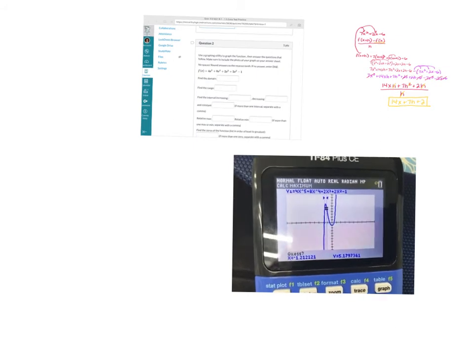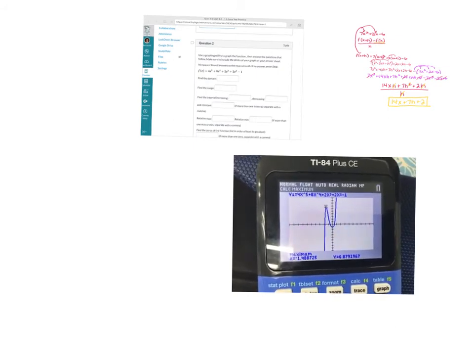Okay, so now I'm going to find those max and mins, right? So I'm going to go second, trace, and I'm going to go to max. I have to go left of the max, which there's only one. If there's more than one, I'm going to do this multiple times. I have to go right of the max, and then I'm going to let it guess. And I get negative 1.5, so I'm going to label my graph, which I'm going to write this down because I can't exit out of the video. Negative 1.5, and I'm rounding that to the nearest tenth, and then 6.9.